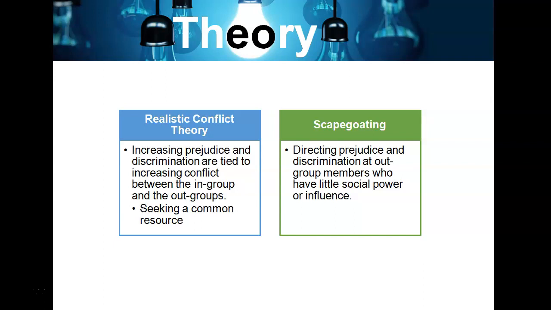And again, when it comes to discriminating and prejudices, there's other things that we see. There's the realistic conflict theory, which essentially just says that we see an increase in prejudice and discrimination when there's conflict between the in-group and the out-group. So when you have two different groups and they don't really interact with one another, you don't see that much prejudice and discrimination. They're just two different groups of individuals.